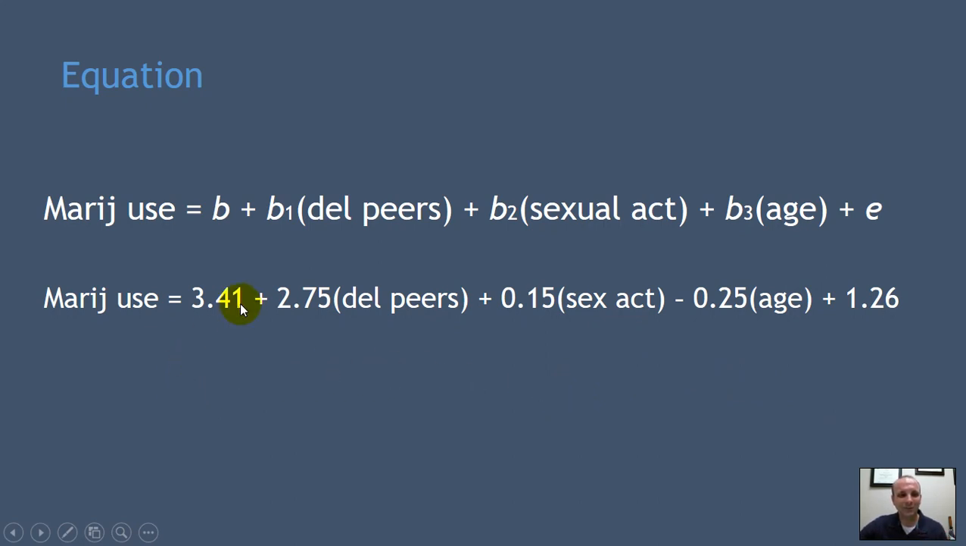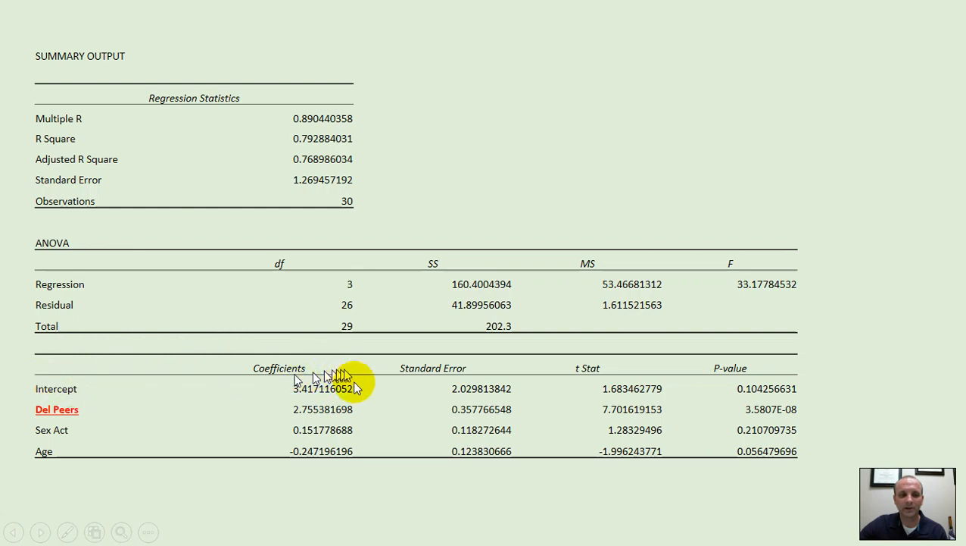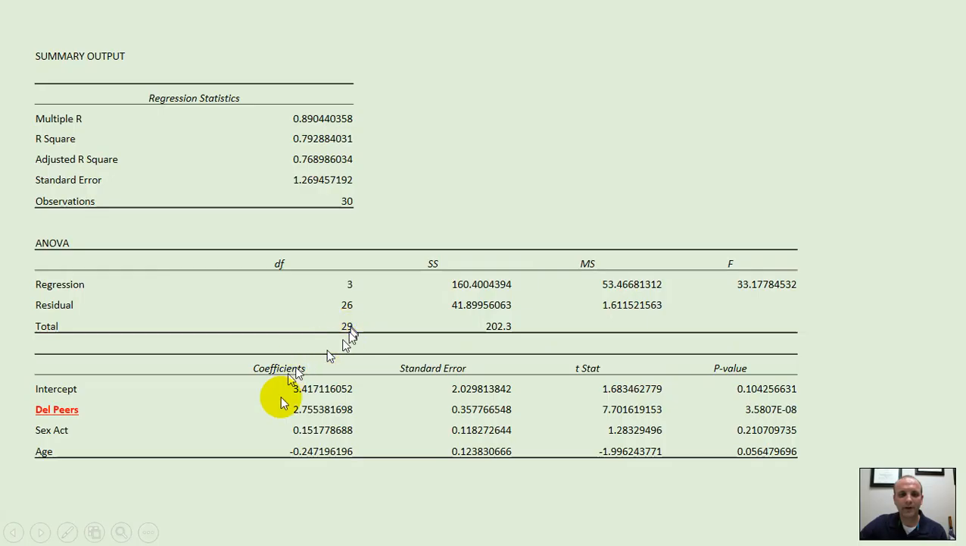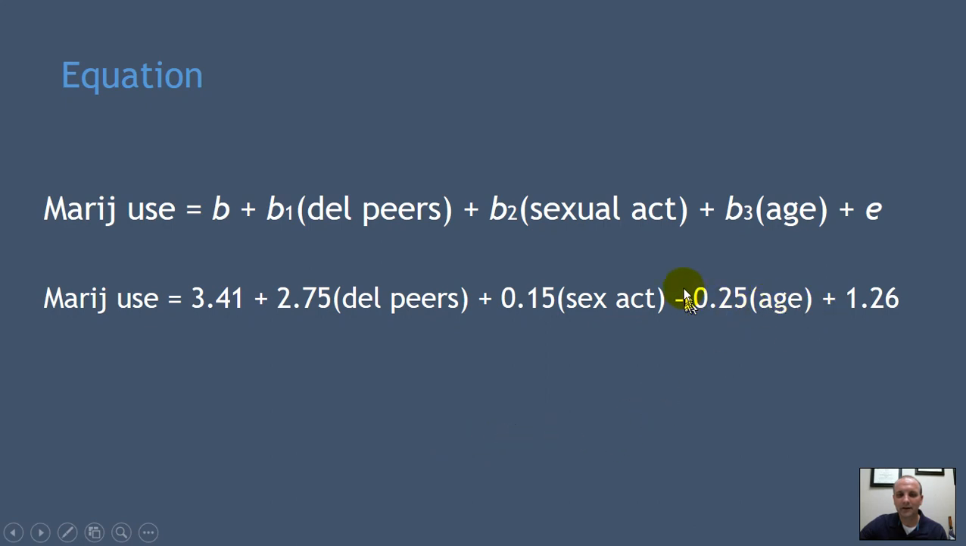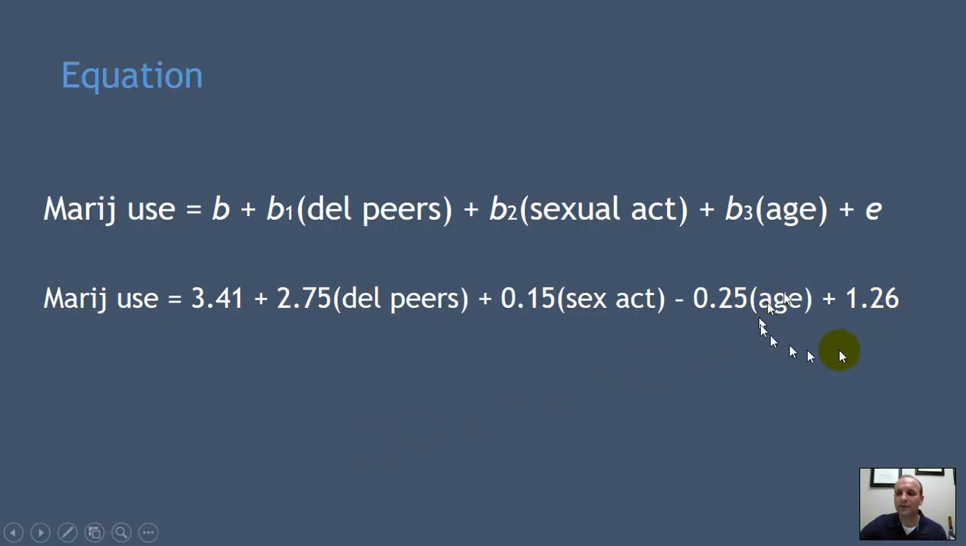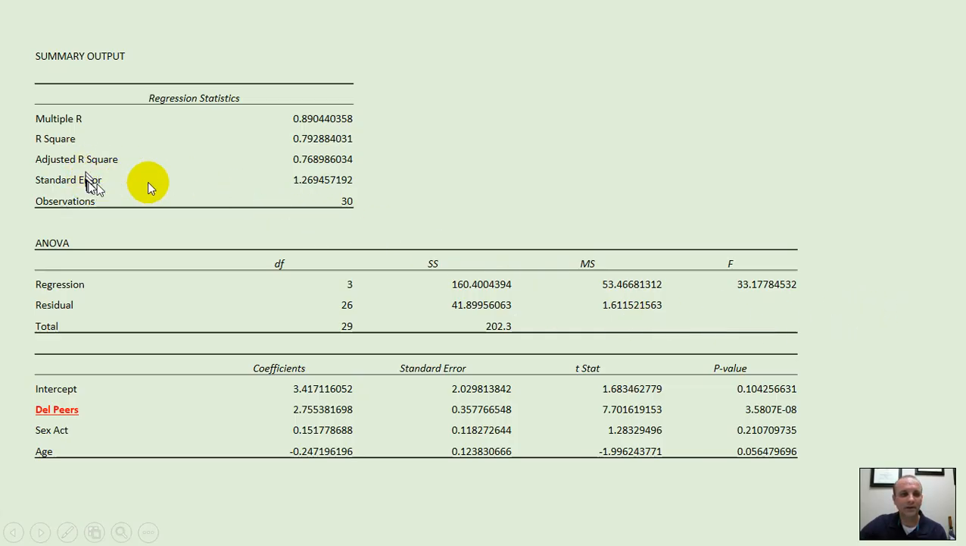So in the end, this is kind of what the equation looks like. So marijuana use, we've interpreted the intercept. This is the expected marijuana use value when all these factors are 0, when age is 0, when sexual activity is 0, and when delinquent peers is 0. All this would be multiplied by 0, right? And that would be the expected marijuana use when those things are at 0, and that's our intercept value, right? So delinquent peers, 2.75, we can see that here. Sexual activity, 0.15, and age, this is minus 0.25, right? It's the decrease with age in the sample for whatever reason. And then the standard error, this is your standard error.